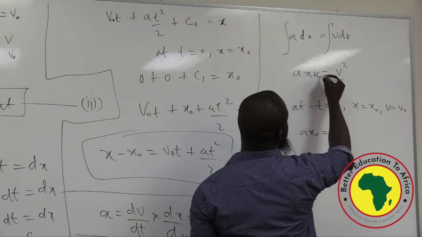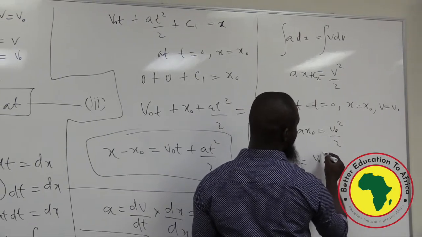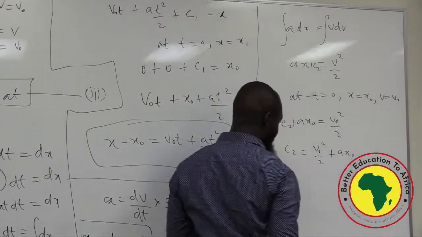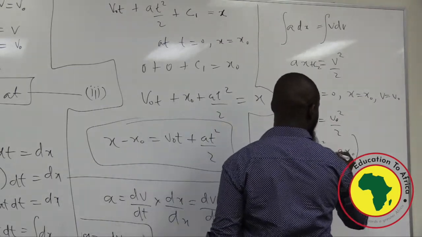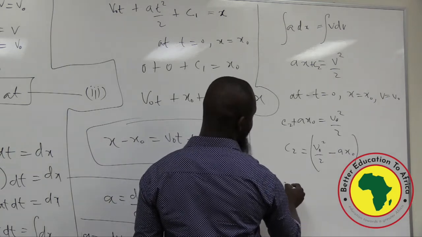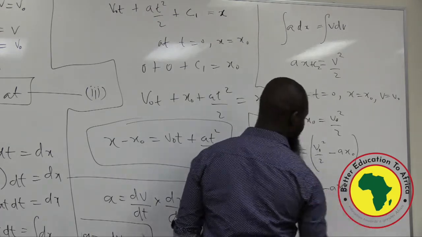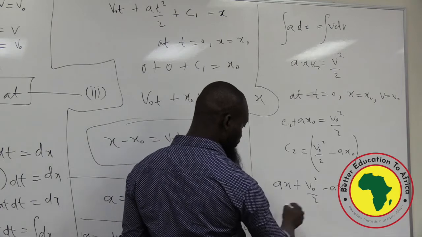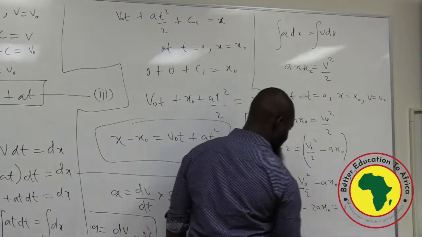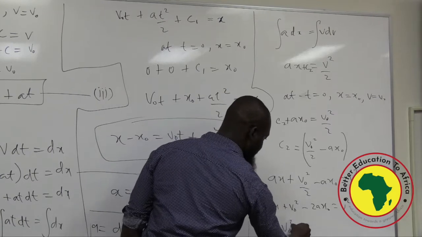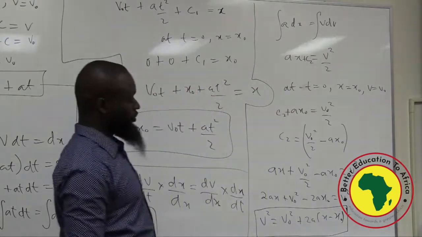So don't forget here we have a constant C2. So how do we get our constant C2? C2 is just v naught squared over 2 minus a x naught. Good. Then I'm going to put this back in the equation. So I have ax plus C2, v naught squared over 2 minus ax naught, equals v squared over 2. Then what do I have? Multiply by 2: 2ax plus v naught squared minus 2ax naught equals v squared. So it becomes v squared equals v naught squared plus 2a(x minus x naught), which is the equation of motion that we're trying to derive.